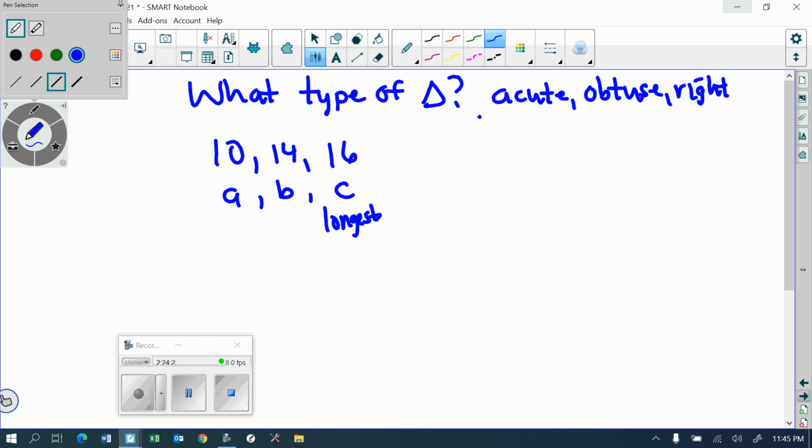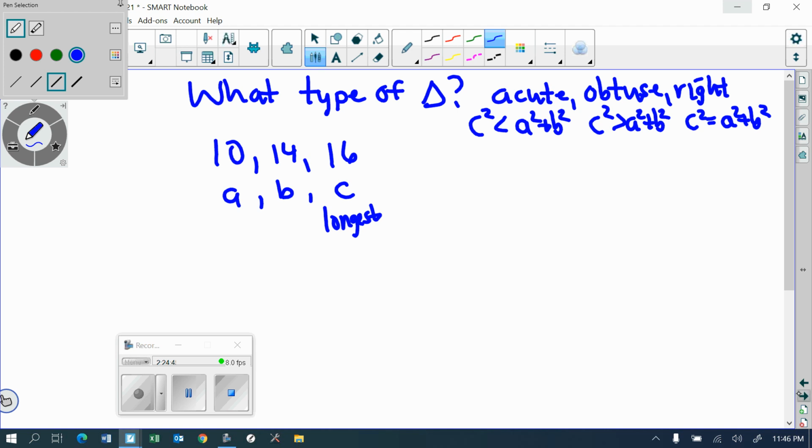If it's acute, C squared is less than the sum of A squared plus B squared. If it's obtuse, C squared is greater than the sum of A squared plus B squared. And if it's right, it's C squared equals A squared plus B squared, and you should recognize that as the Pythagorean theorem.